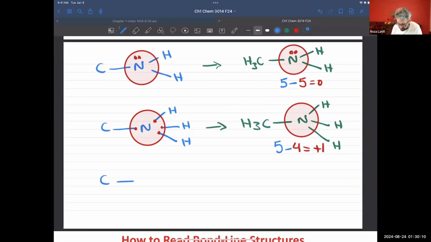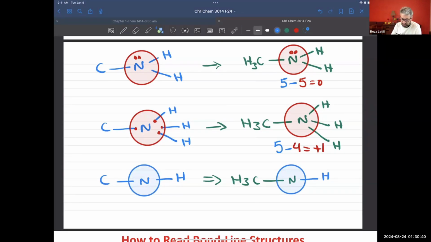How about this? Carbon attached to nitrogen, and we have only 1 hydrogen. In that case, this is equal to H3C, and then we have nitrogen, and we have a hydrogen here. Let's draw a circle around nitrogen. We're going to keep adding lone pairs until we make it octet. I need 4 more electrons to make nitrogen octet.